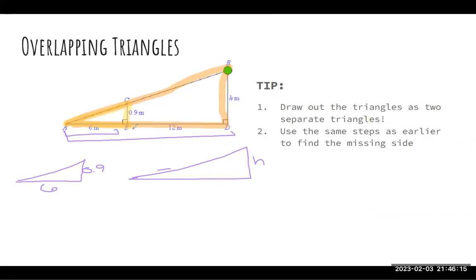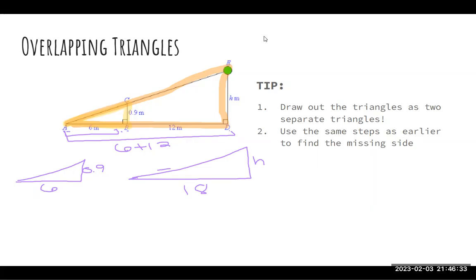So we have to take the measurement that it gave us from B to D and from A to B and add them together. So 6 plus 12. That's going to give us 18. So our 18 is going to be on the bottom here. Okay, so always pay close attention to which measurements you are using.